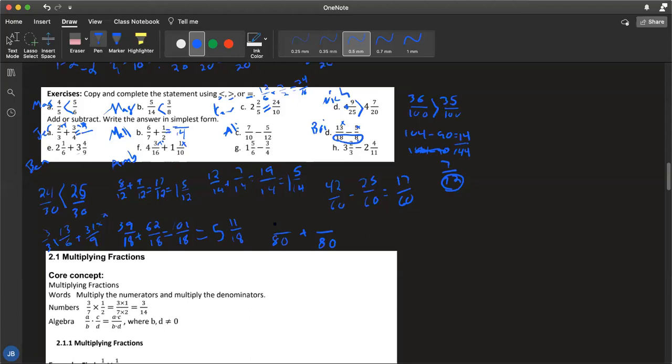16 goes into 80, I think 5 times, right? Yeah. So 3 times 5 should be 15. And then 10 goes into 80 8 times, and 8 times 1 is 8, right? Yeah. And so then what are we left with? 23 over 80. And then 4 plus 1, right? 4 plus 1 is 5. And that's it? Yeah, 5 and 23 over 80.